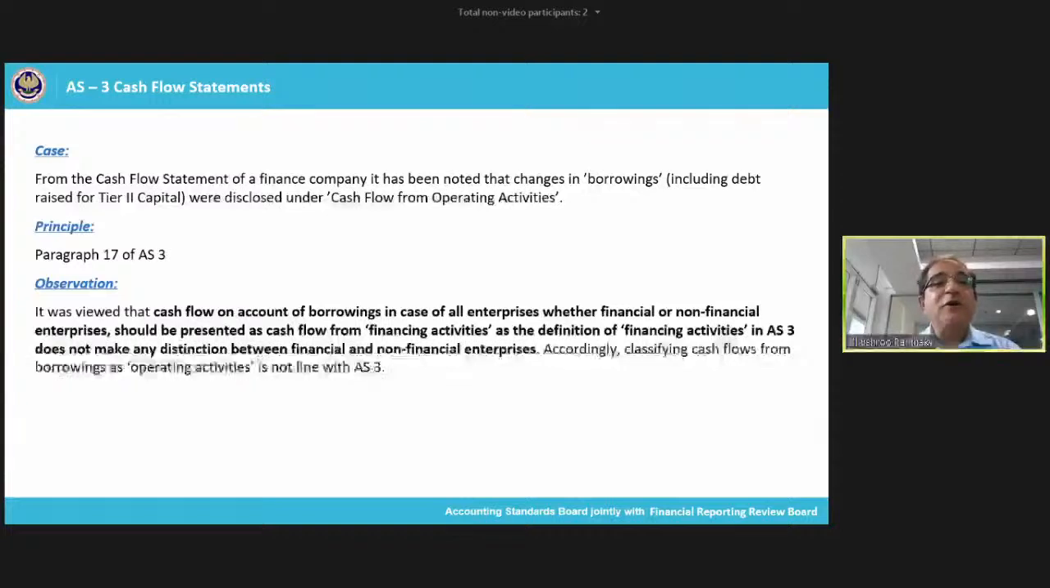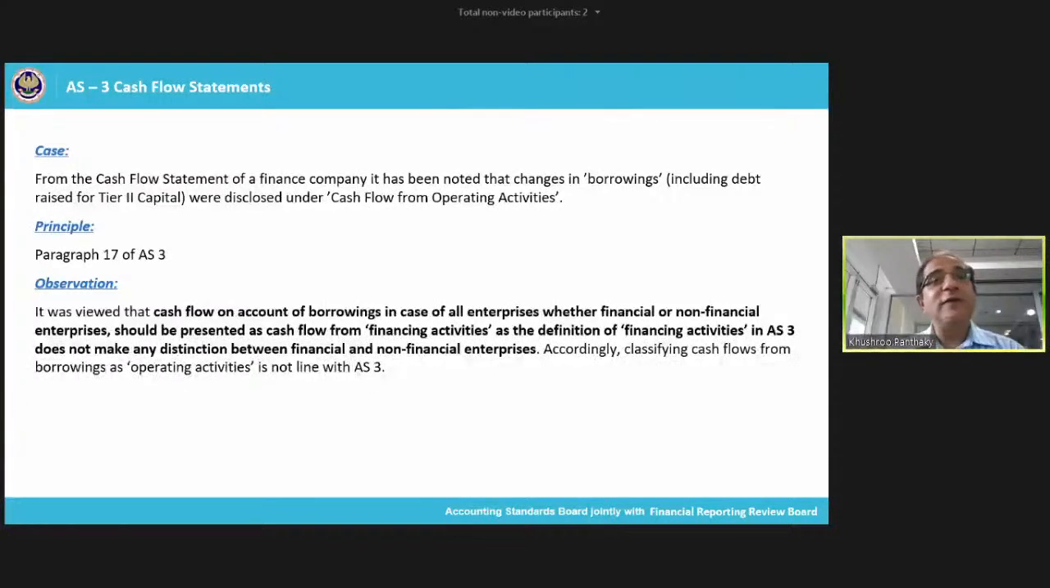This is from the cash flow statement of a financing company. Now, this is a financing company, so it could be an NBFC, it could be a bank, etc. It has been noted that the changes in the borrowings, including the debts that you raised for tier 2 capital, were disclosed under cash flow from operating activities. Now, mind you, this is basically an activity of an NBFC or a bank which is in the business of lending. Once you're in the business of lending, you will also have your borrowings as such.